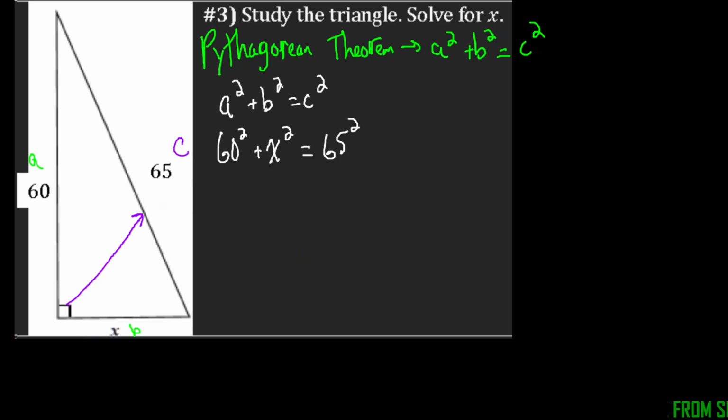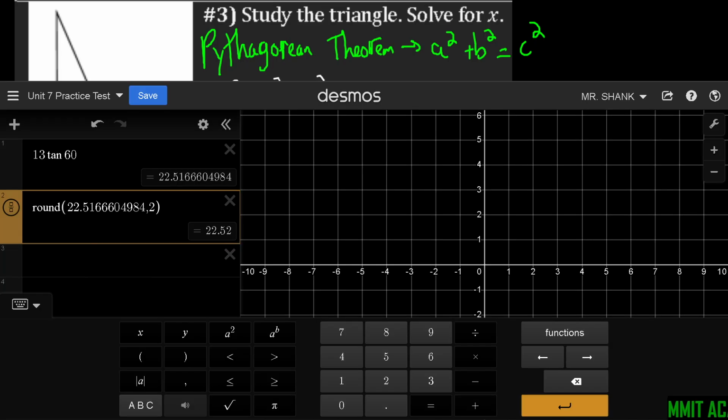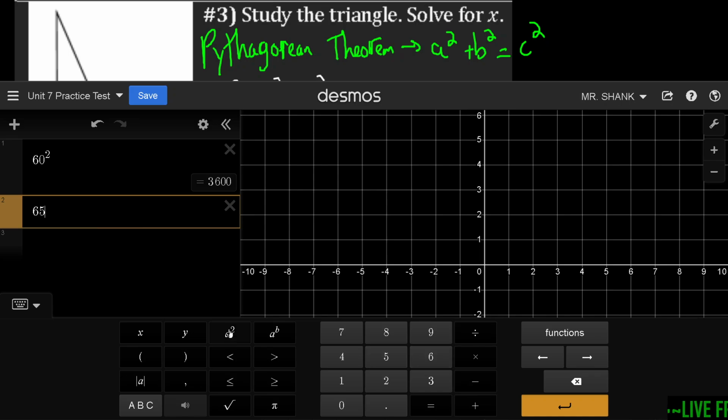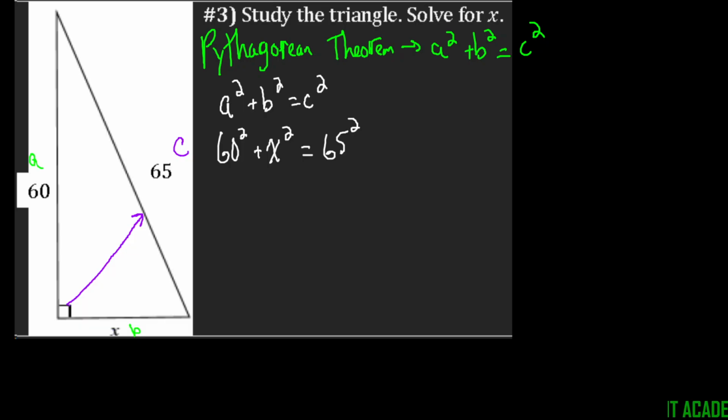So let's pull up that calculator to get those values down. Let me clear out some of these. What was our, I already forgot, 60. Yeah, so 60 squared is 3,600, but we also had 65 squared is 4,225. Okay, so 60 squared was, let me double check. Okay, 3,600 plus, we don't know what x squared is, so bring that down, equals 65 squared, which was 4,225.